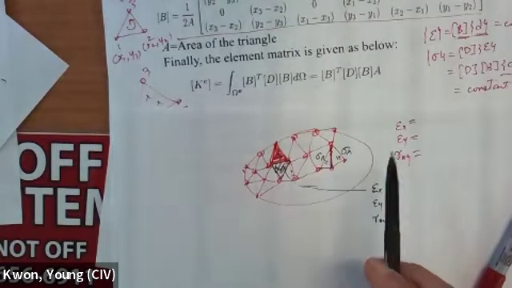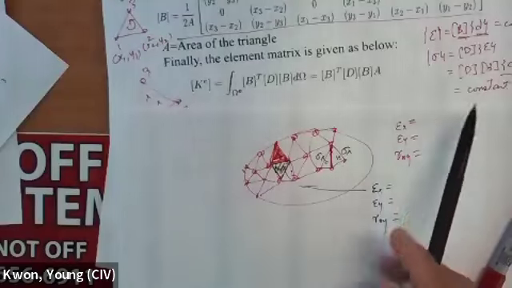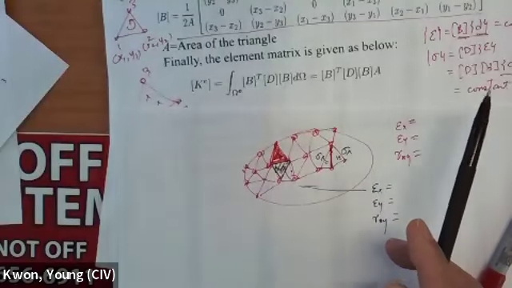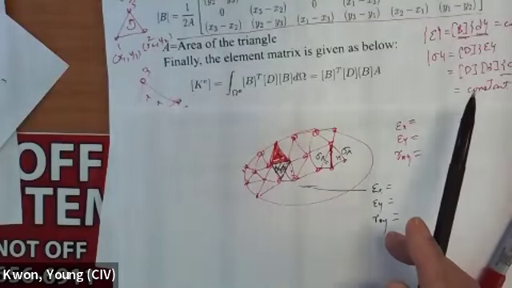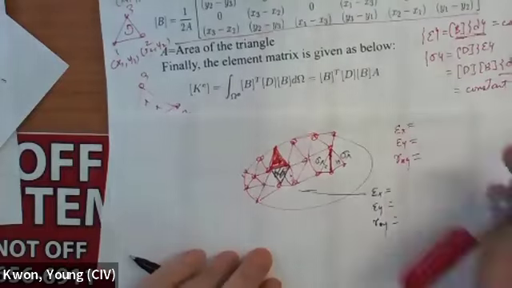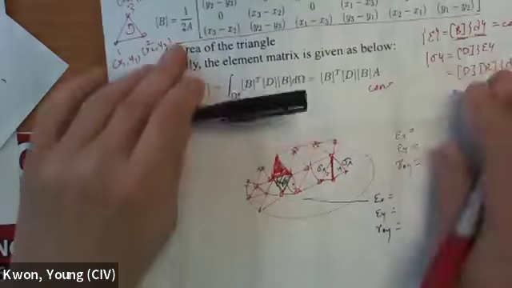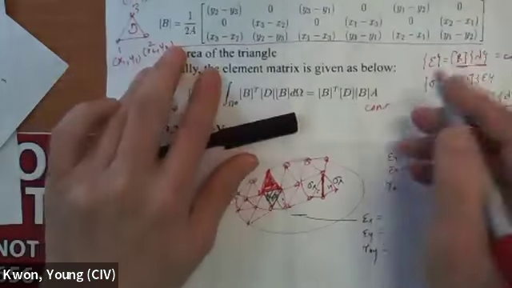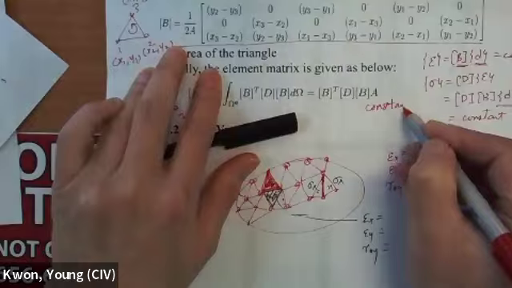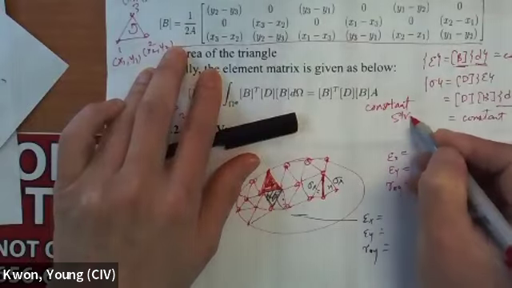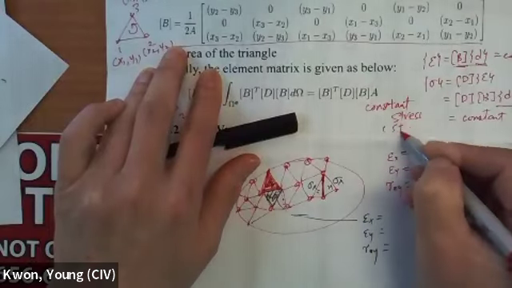However, this finite element, the so-called linear triangle element, is also called the constant stress and constant strain element, constant stress or constant strain element.